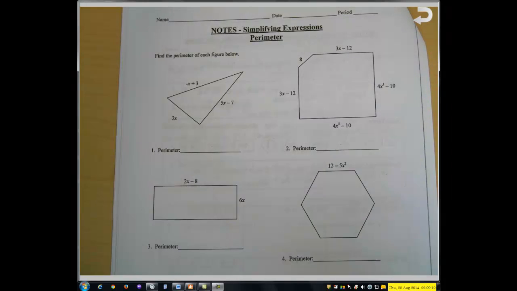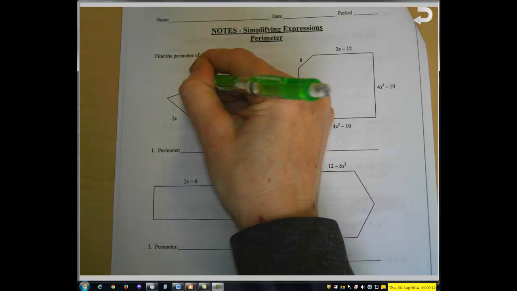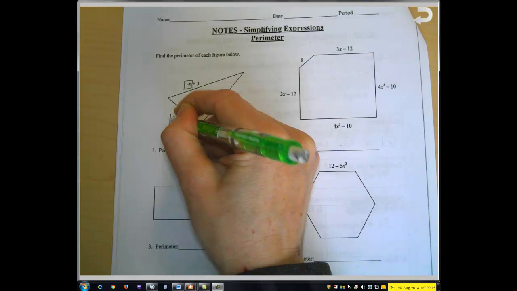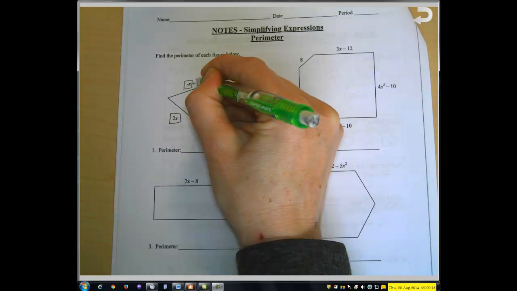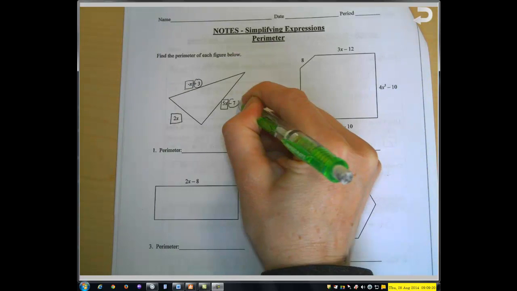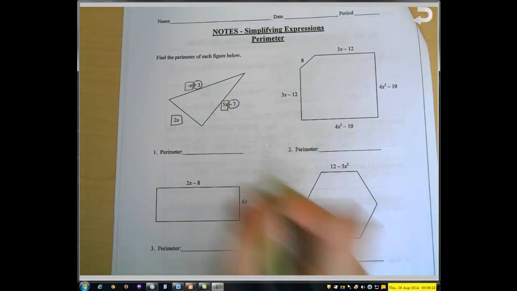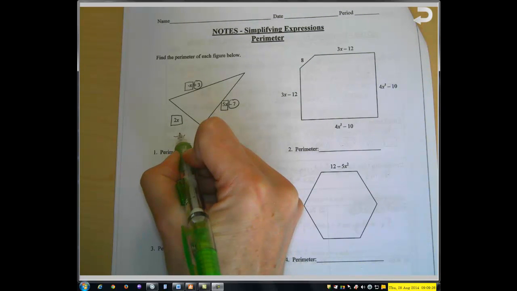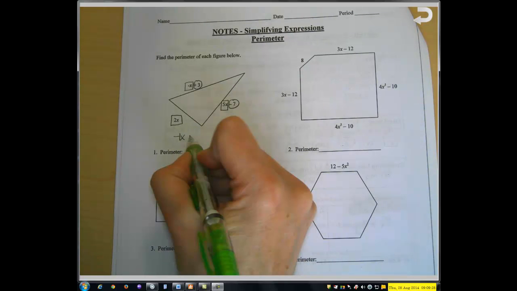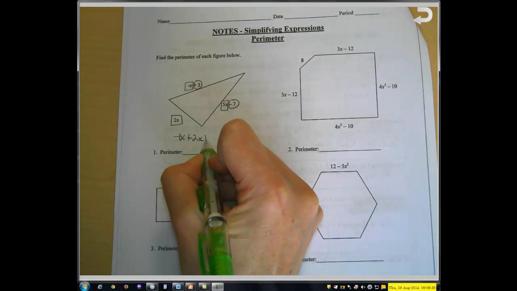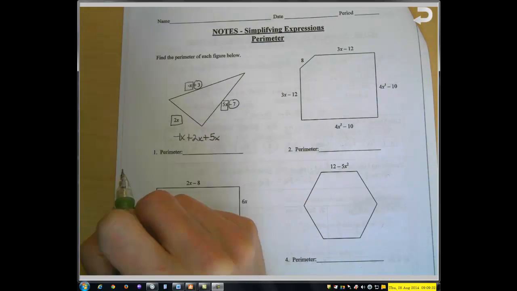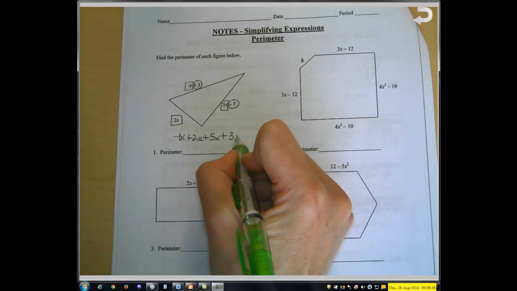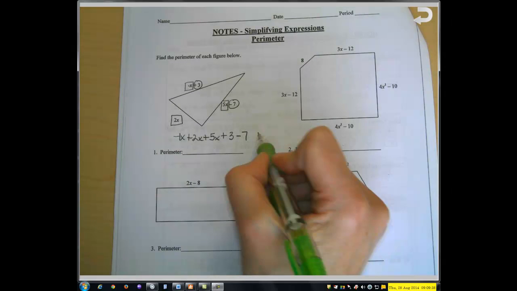So let's identify our like terms. We have 3 terms that have x's, and then we have 2 constants. So let's gather our like terms together. -x, and we're going to write that as -1x plus 2x plus 5x, and then we have our constants, plus 3 minus 7.